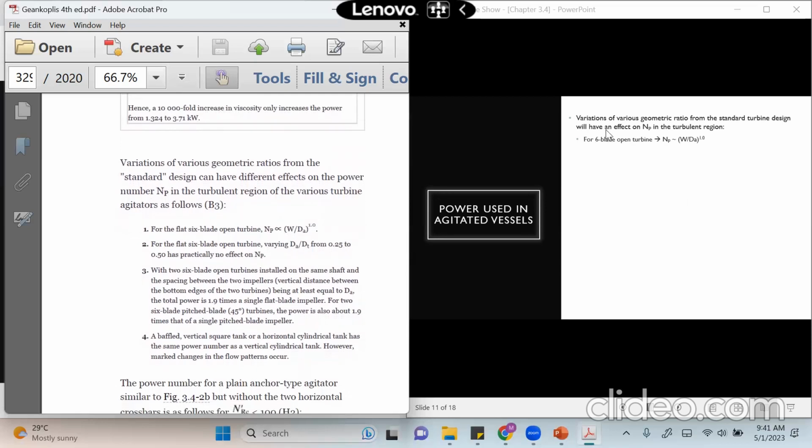Okay, and then variations of various geometric ratios from the standard turbine design may also have an effect on NP in the turbulent region. First, for a 6-blade open turbine, the NP is proportional to W over dA to the power of 1. And for a 6-blade open turbine with dA over dT varying from 0.25 to 0.5, it has no effect on NP.